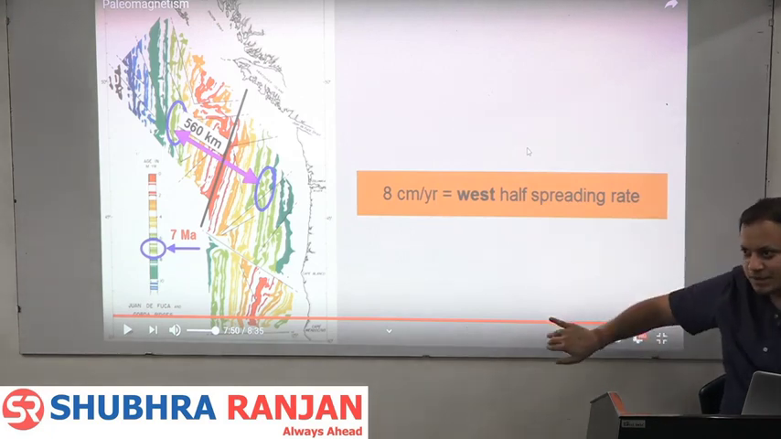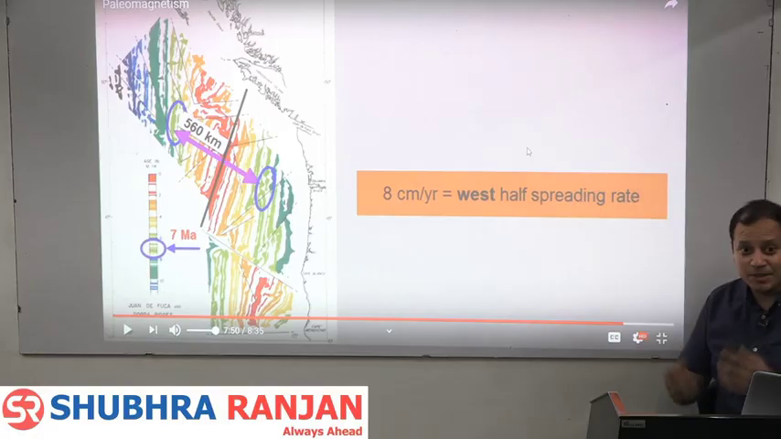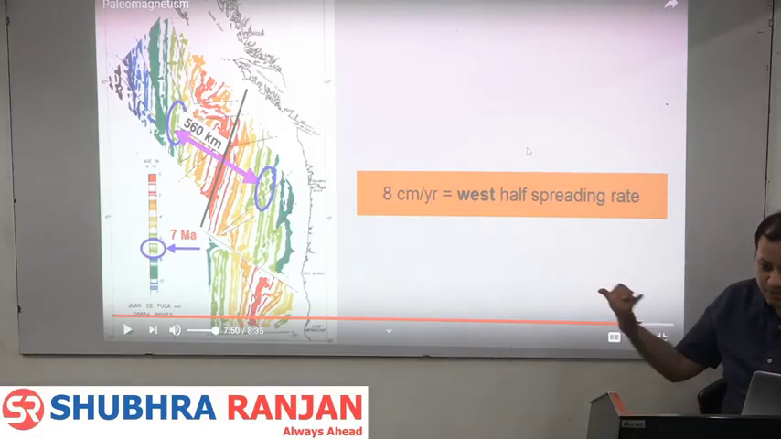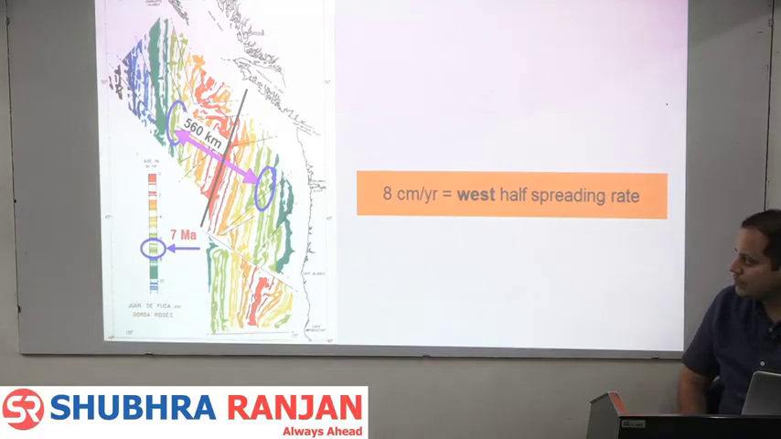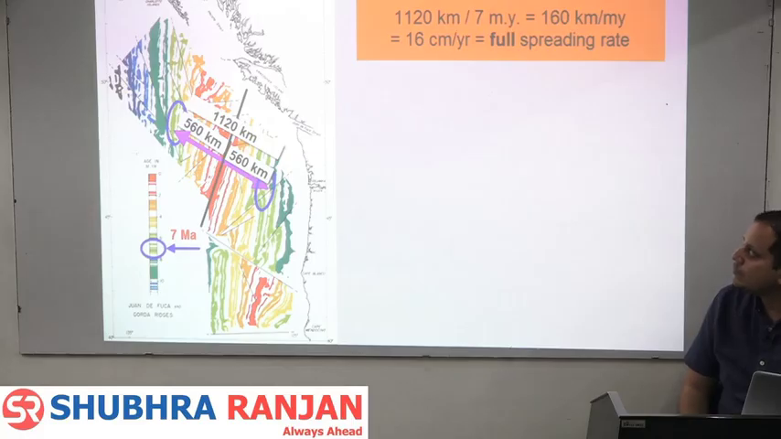The other half will be this side. So total, how much is the speed of whatever plate they are showing? 16 kilometers per hour. This is how they calculate the speed. Half of the ridge is spreading, or how fast the western side is moving away from the center. If we want to know the full spreading rate and how fast both sides are moving away from each other, the distance is doubled, and we get 16 centimeters per year.